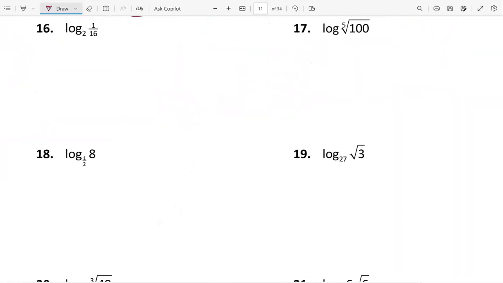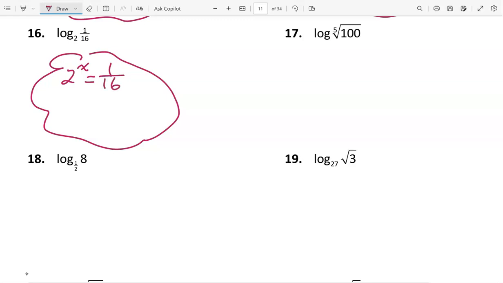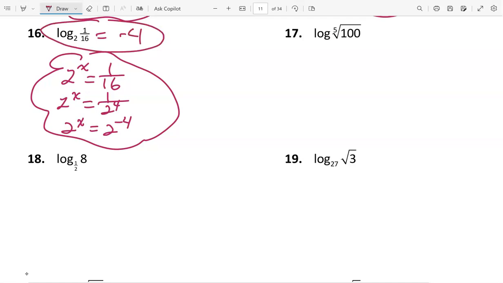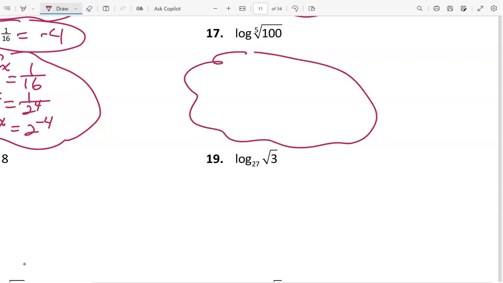In 16, log base 2 of 1/16. So my thought process needs to be base 2 raised to the unknown exponent is equal to 1/16. And 1/16 is the same as 1 over 2 to the 4th, which is 2 to the -4, so the value of this log is -4.